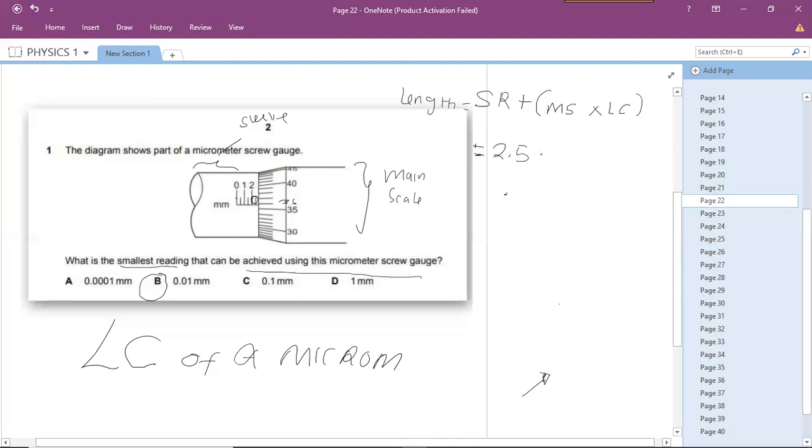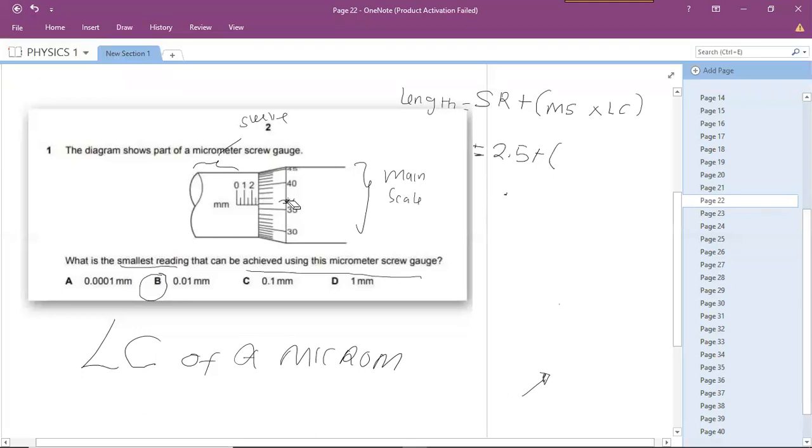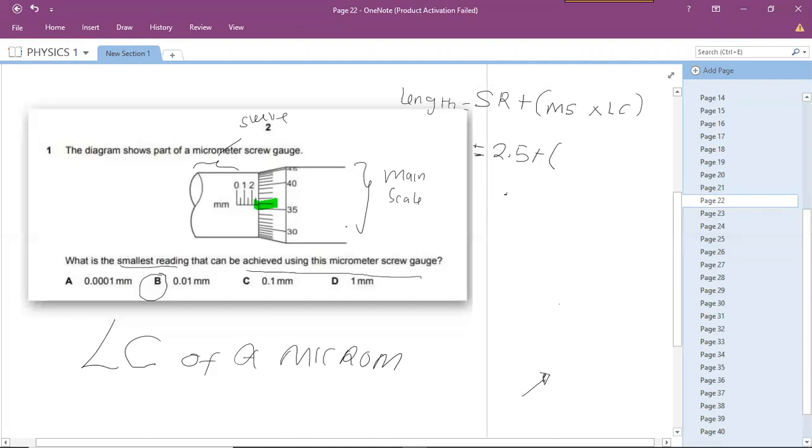Yes. Then we're going to add it with our main scale reading. How do we get our main scale reading? Our main scale reading is the reading that is in alignment between our sleeve and main scale. So it's this one here. This reading here is in proper alignment between our main scale, from there to there, and our sleeve reading here, from there to there. So we're trying to figure out what that reading is.